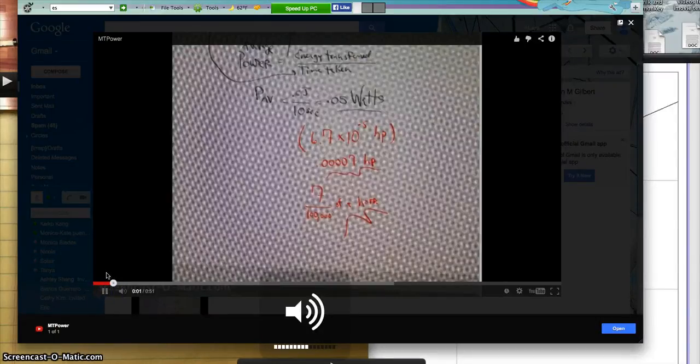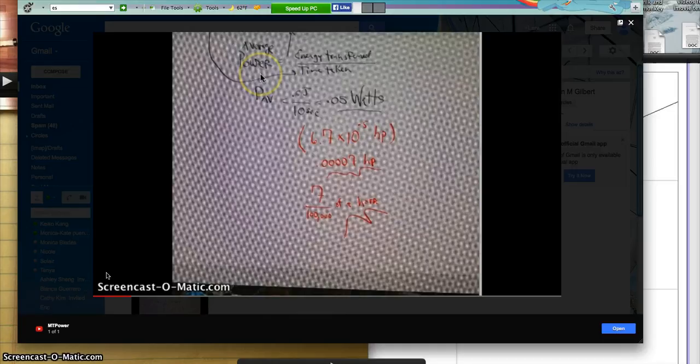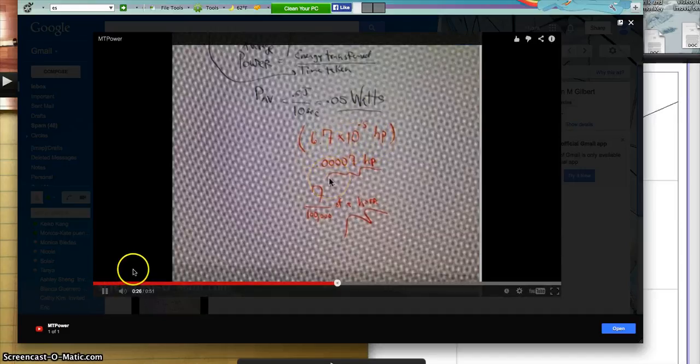Alright, so this is a screencast for average power, and our average power equals energy transferred over time taken. And here's an example with average power equals the energy transferred, which is 0.5 joules, over 10 seconds, which is our time taken, which will give us 0.05 watts. And we have to convert watts to horsepower, so we get 6.7 times 10 to the negative 5 horsepower.